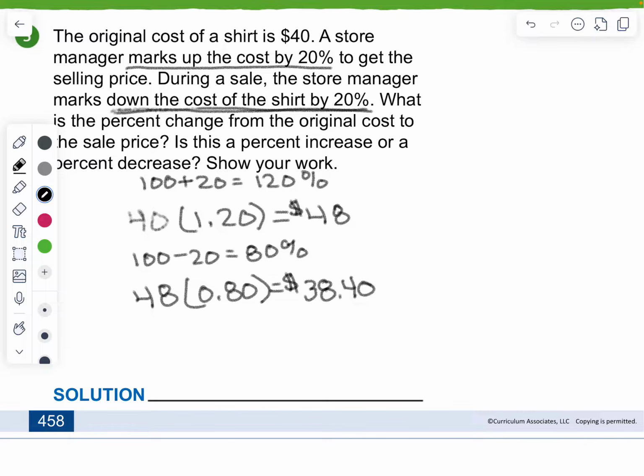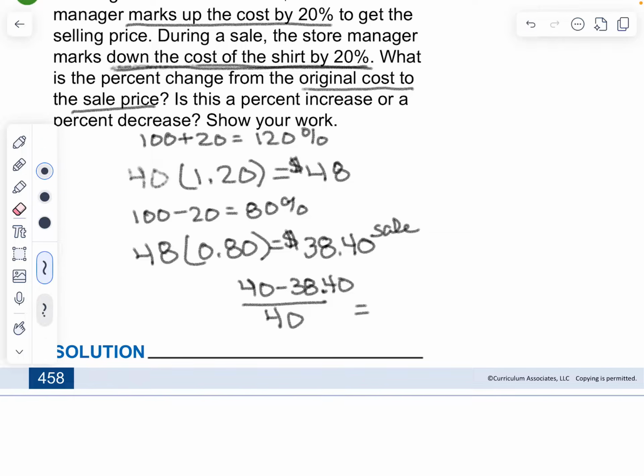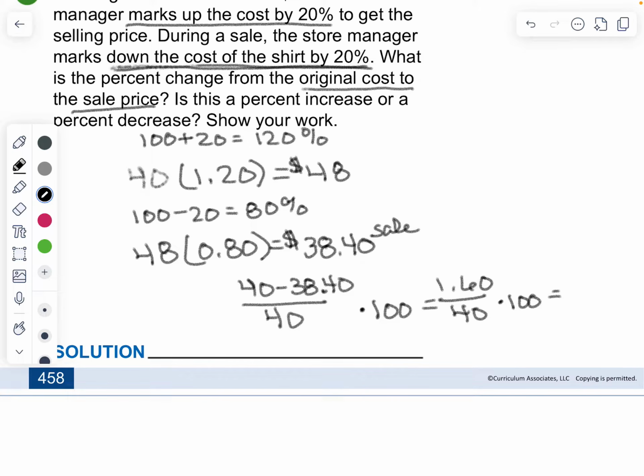And so it wants to know what is the percent change from the original cost to the sale price. So the original cost is 40. Sale price, so this is our sale price, I better write it down, is $38.40. So 40 minus $38.40 times 100. $40 minus 38.40 is $1.60 divided by 40. 4%.